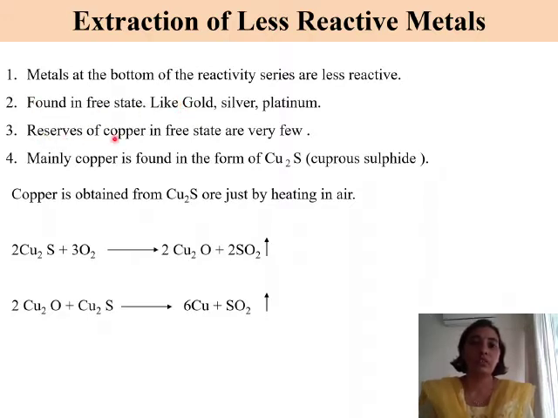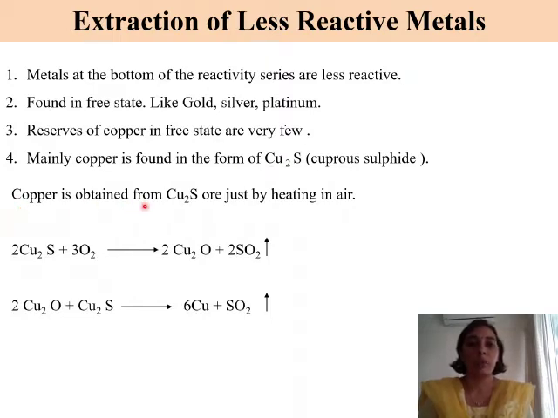But reserves of copper in free state are very few. Metals like copper and mercury, though they are less reactive, are not found in free state on a large scale. So the reserves of copper in free state are very few. Mainly copper is found in the form of cuprous sulfide. So we are going to study the extraction of copper from cuprous sulfide.